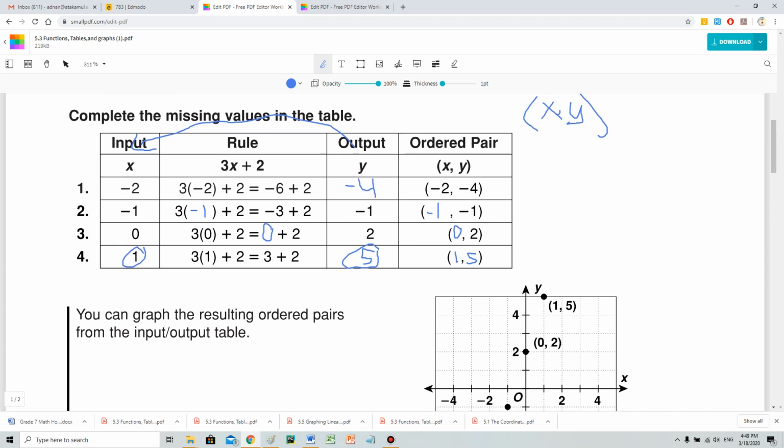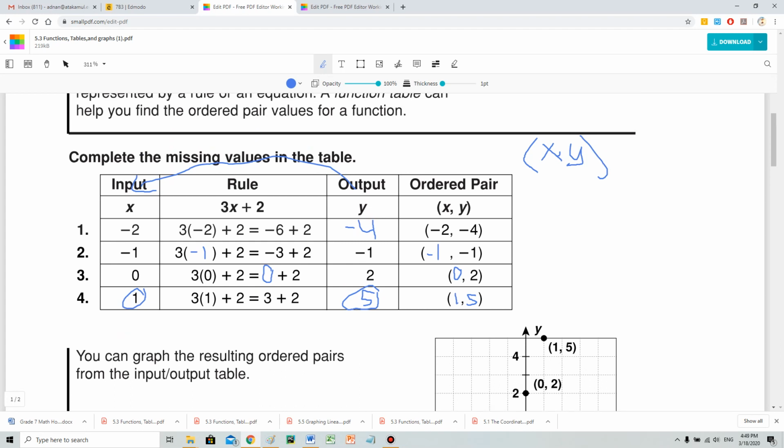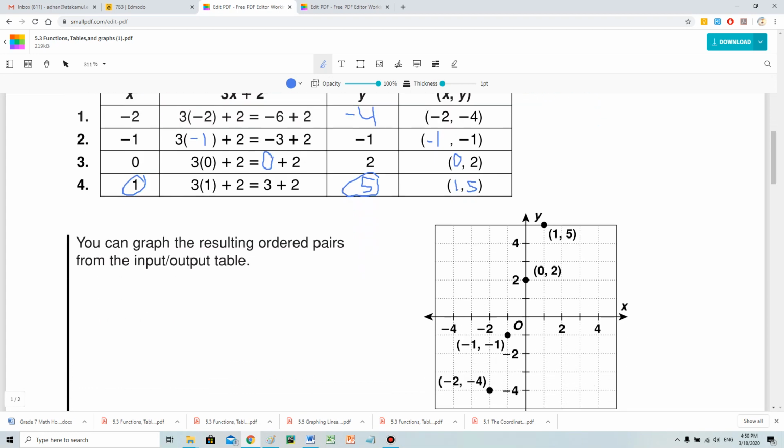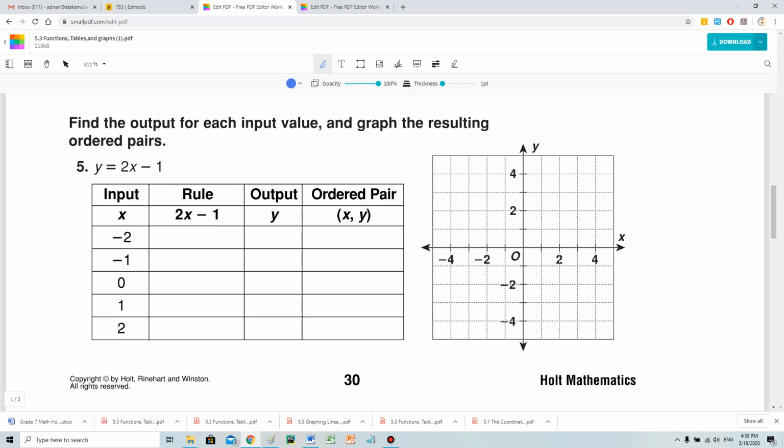Okay? So what did we do here? Well, we had an input. We put it inside our mysterious box over here, and it spat out an output for each input. So for each input, there's an output. And the output is dependent on the input. So -2 will produce an output of -4. -1 will produce an output of -1, and 0 will produce an output of 2, and 1 will produce an output of 5. Okay, and then we can plot it. So the function provided us with ordered pairs, and now we can plot them.